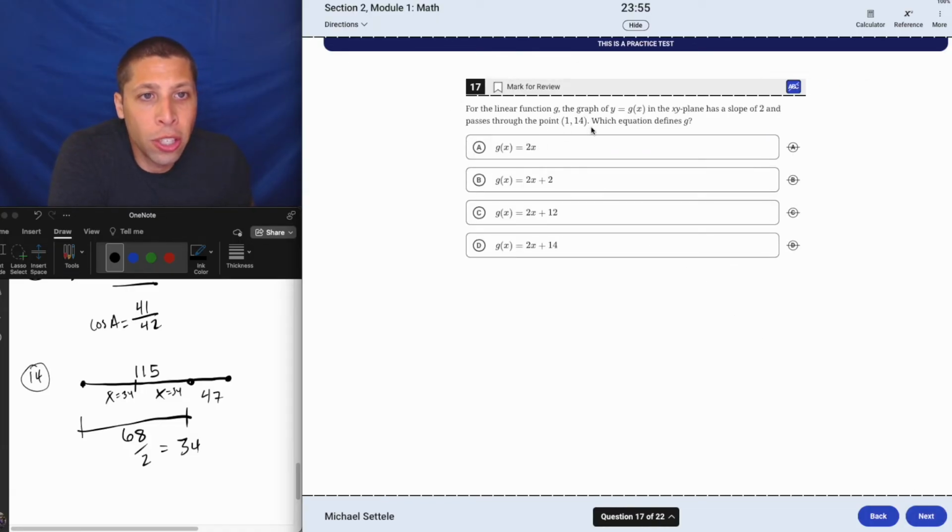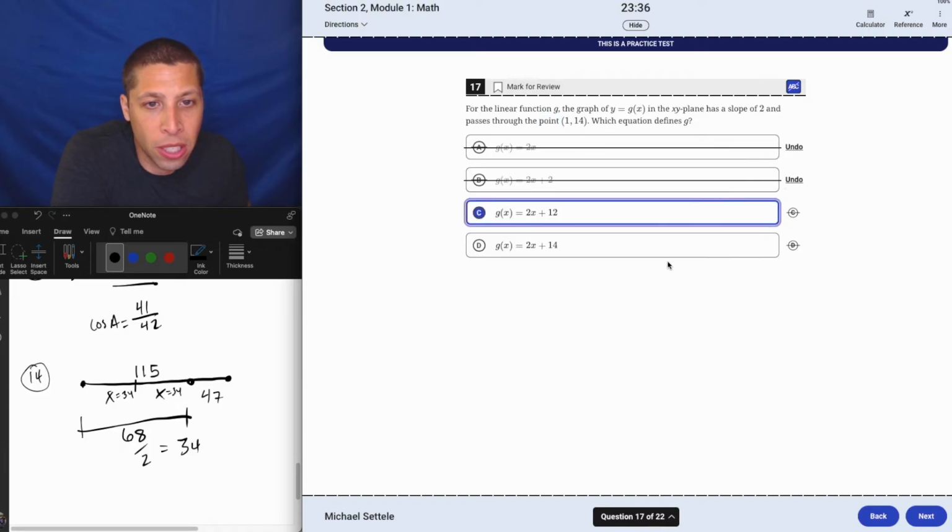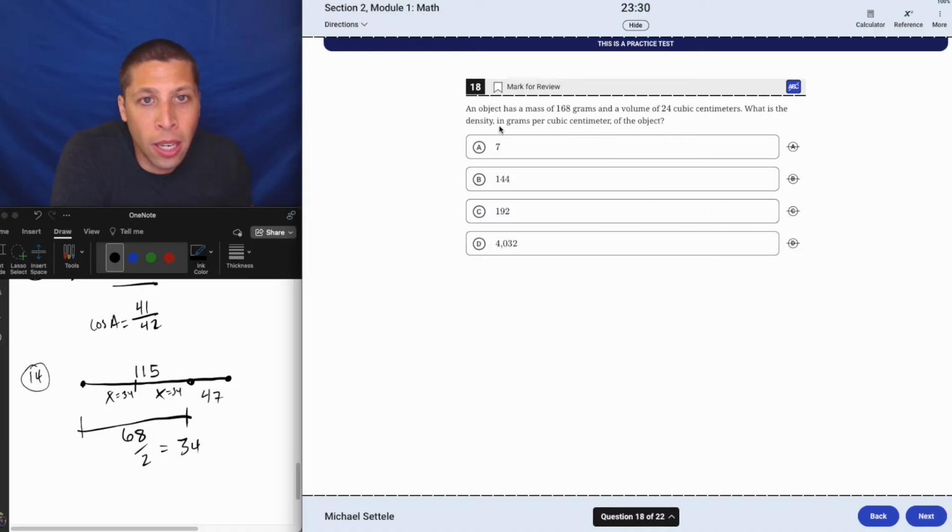For the linear function g, the graph of y equals g of x in the xy plane has a slope of 2 and passes through the point (1, 14). Which equation defines g? So let's plug points into equations. Let's plug in this (1, 14). Oh, you can't highlight in math. All right, this would not work: 2 times 1 is 2, plus 2 is 4. This would be 14, and this would be 16. And does it have a slope of 2? Yes, it does. Good.